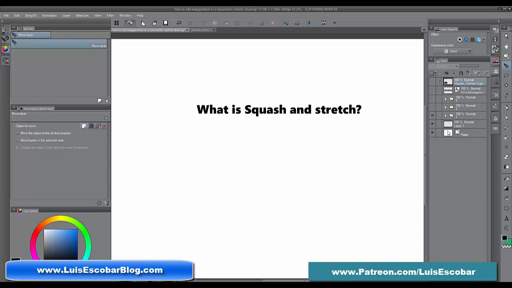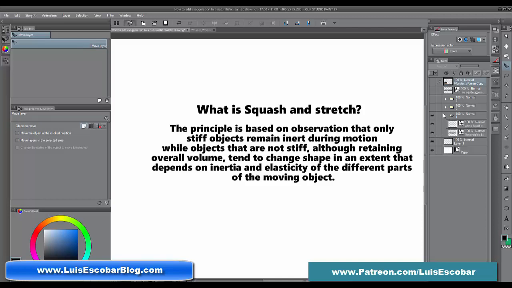Now, what is squash and stretch? Squash and stretch is actually an animation term, something that we in animation use. The definition, I got this from Wikipedia because I didn't feel like coming up with my own: the principle is based on observation that only stiff objects remain inert during motion, while objects that are not stiff, although retaining overall volume, tend to change shape to an extent that depends on inertia and elasticity of the different parts of the moving object.